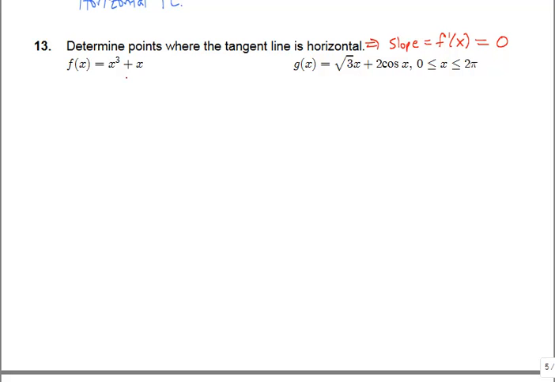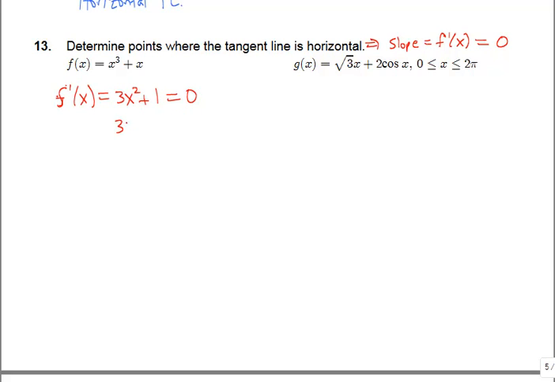So let's start with this function. If we want to know where the slope is 0, we need to find where the derivative is 0, since that's what slope is. So let's find our derivative function. Derivative of x cubed is 3x squared. Derivative of x just goes to 1. So where is this going to be 0? Well, we just force it to be 0 and we solve.